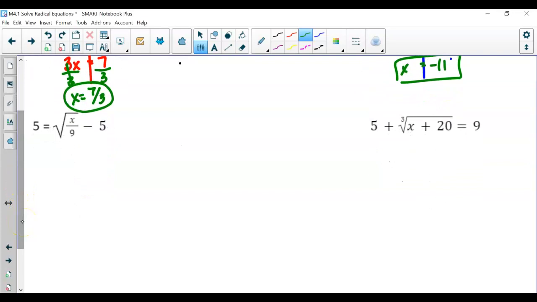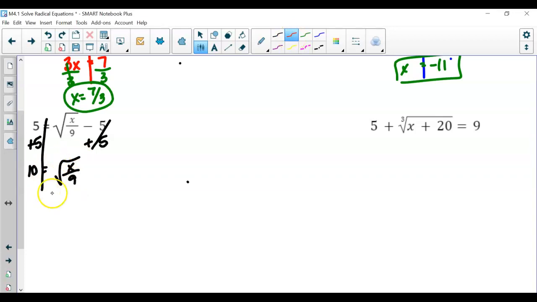So now in number 2 here, our second example. Now notice our radical is not by itself. We have this minus 5 here outside of it, so we do need to get rid of this. So we need to add 5 first, right? Opposite operation. Add 5 to both sides. So now 10 is equal to radical x over 9.